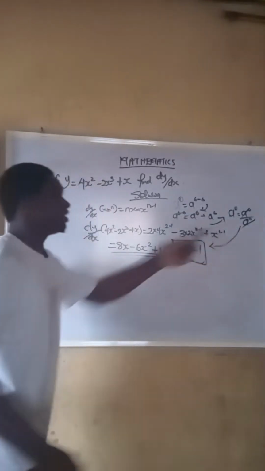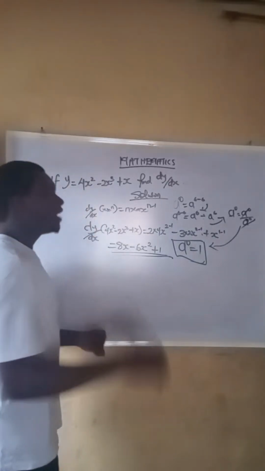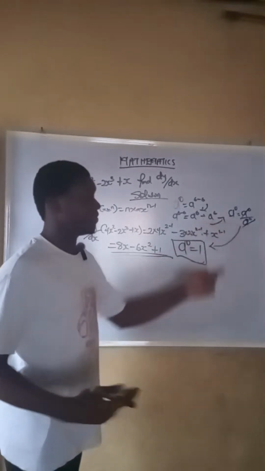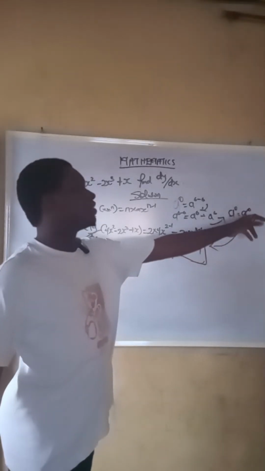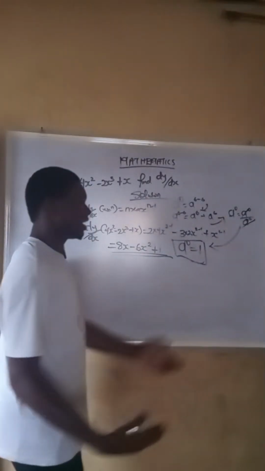So you can see how easy it is. It is applicable. It is valid anywhere, anytime, any day. As you can see, it is very valid. A to the power of 6 divided by a to the power of 6, of course, is 1, right? So that's how the formula is gotten.